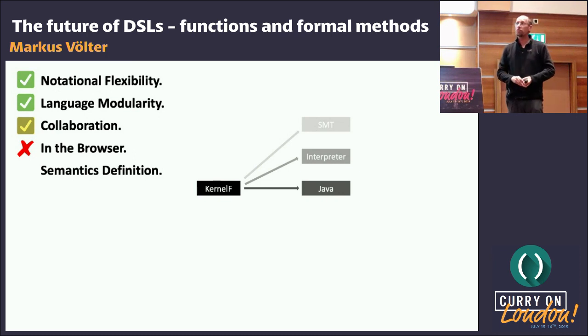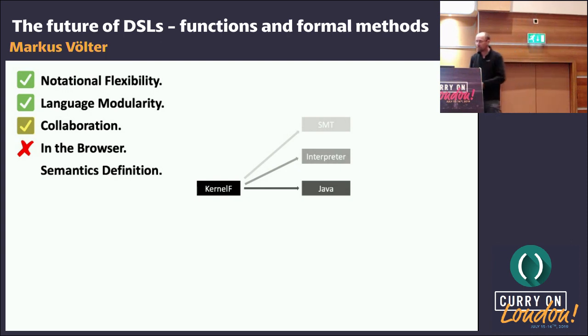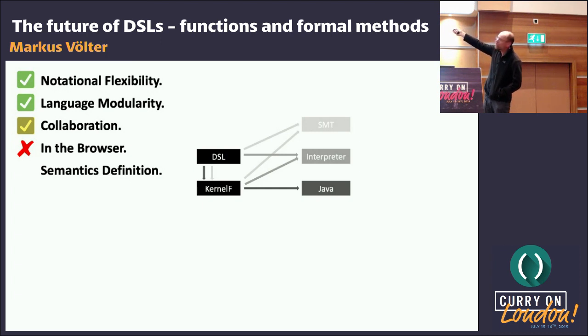We have a Java generator, so you can generate Java code from kernel F programs, so you can deploy them into the data center where you don't want an MPS or the interpreter. And we have this not quite working integration with a solver. Now, if you define an extension of kernel F, then the way MPS works is you can easily build a generator from that DSL down to kernel F, assuming it is semantically mappable, and then you can reuse the existing kernel F to Java generator. It also works a little bit for the SMT integration, but for the interpreter, it doesn't work.